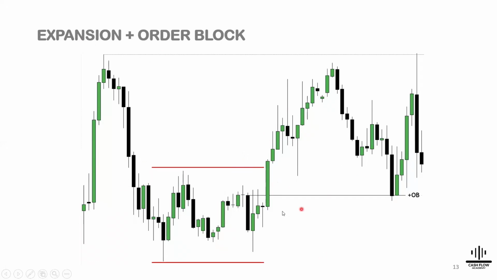So here's a bullish market. You can see how price expanded higher. Before it expanded, it left what? A bullish order block. So what you want to do is identify that bullish order block, extend it out, and wait for price to get back to it before rallying higher. So this is what gives you a trade setup.